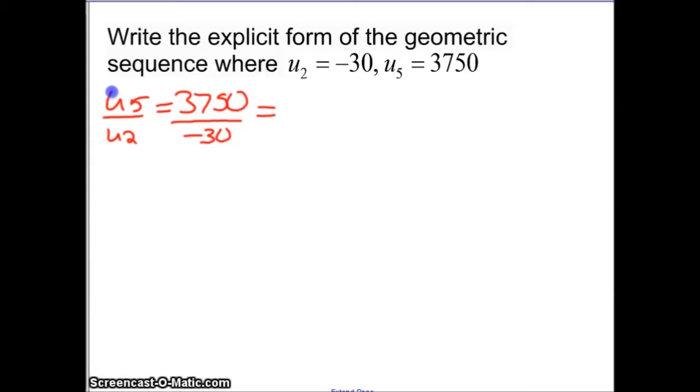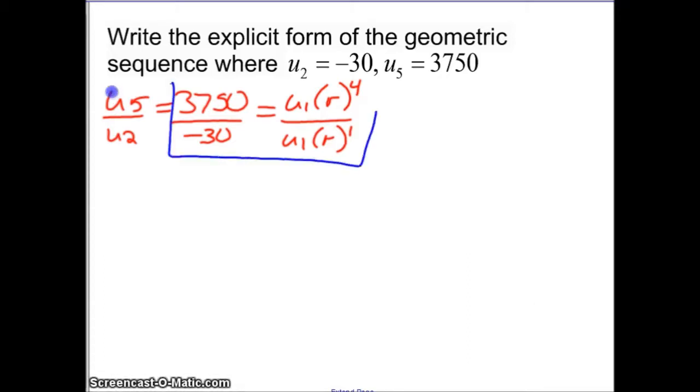And I'm going to substitute the formula for a geometric sequence now. I'm going to do u sub 1 times the common ratio to the power of, now we're taking the term number and subtracting 1, so it is to the power of 4, over u sub 1 times the common ratio to the power of, I've got the second term, so subtracting 1 gives me 1. All right, I'm going to simplify both sides, and then solve for r.